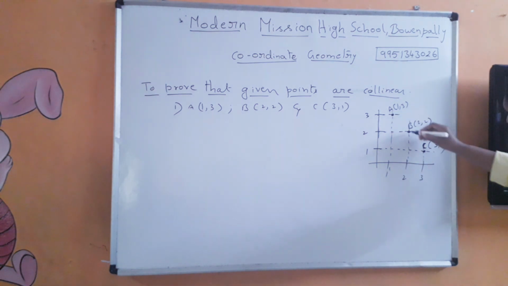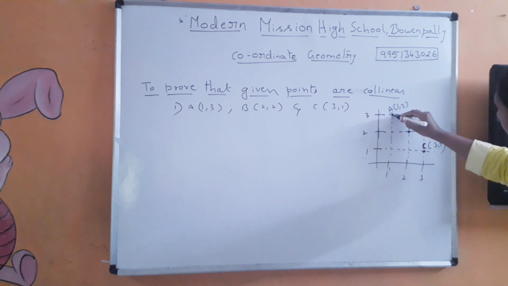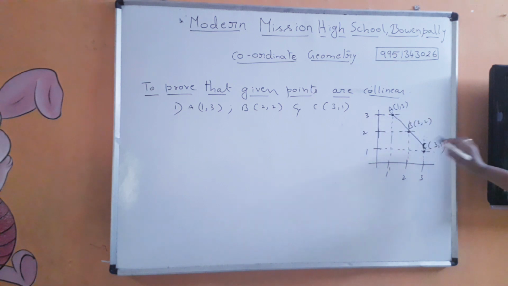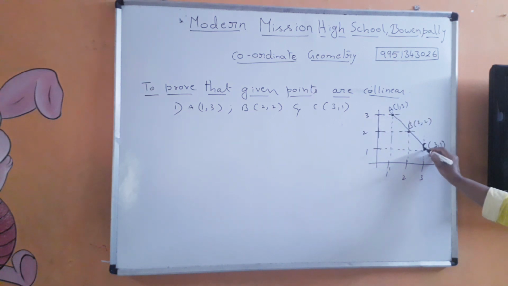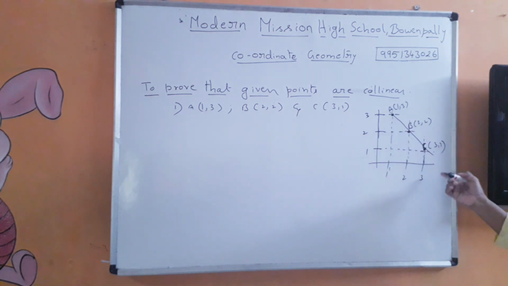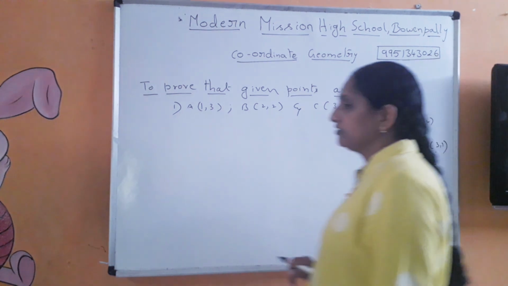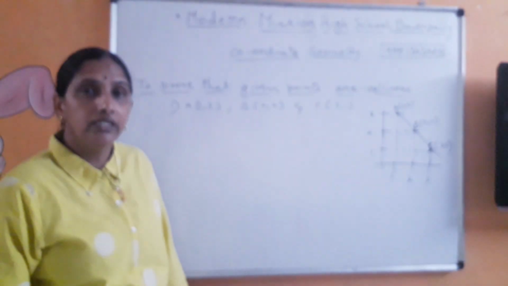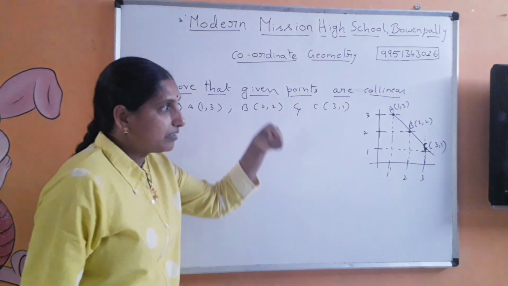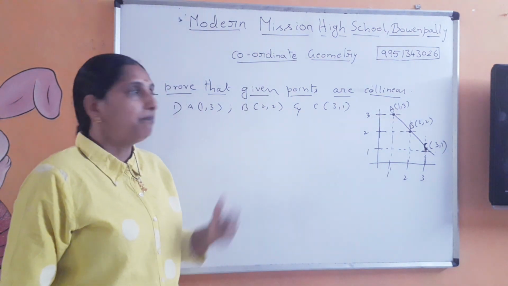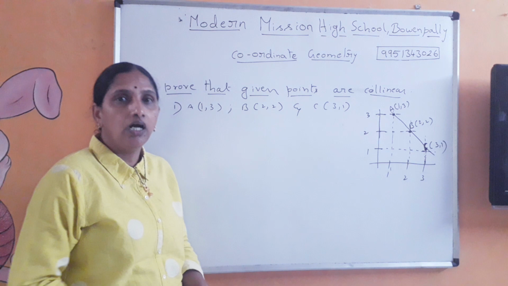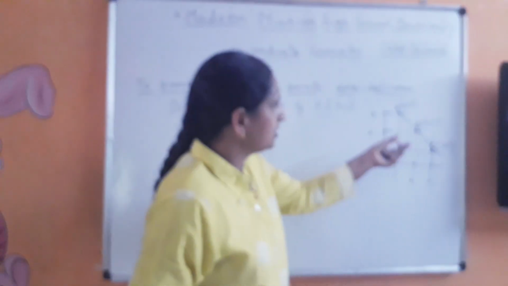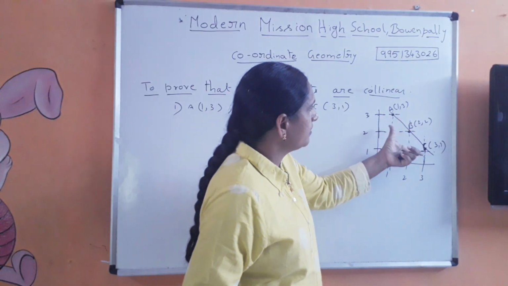Now can you see that all the three lie on the same line? All the three lie on the same line. Clear? They lie on the same line. So from the diagram it is very clear that all the 3 points are collinear. They lie on the same line. But how to prove? Now see, try to understand it here. Now from the diagram it is very clear.